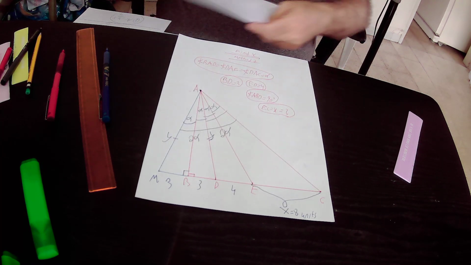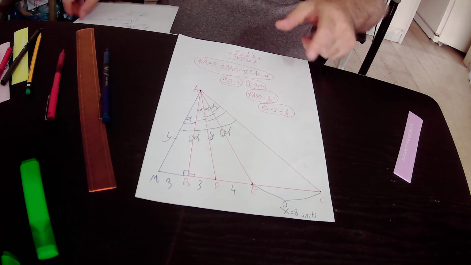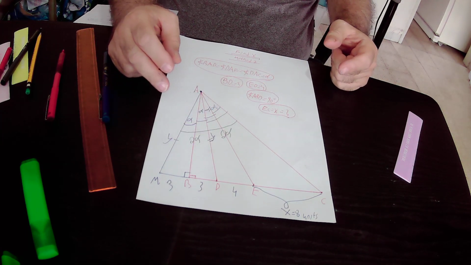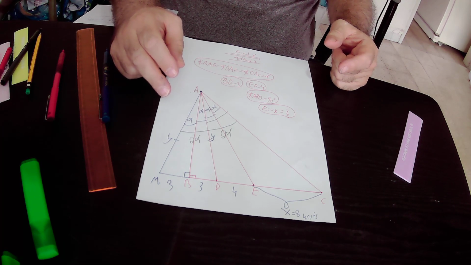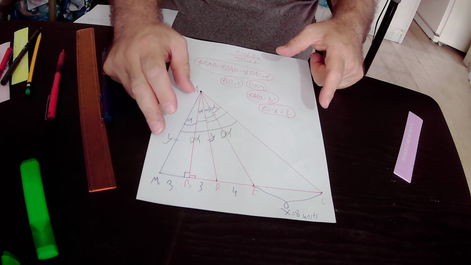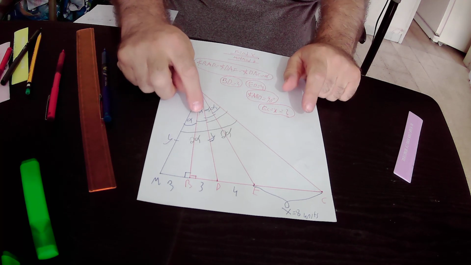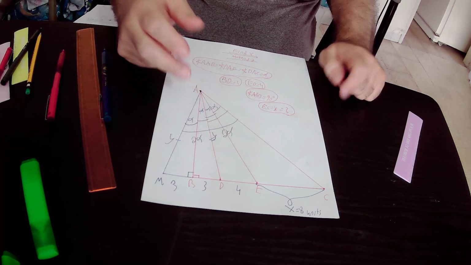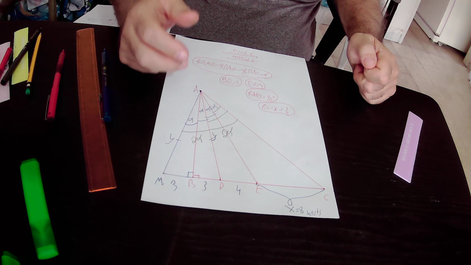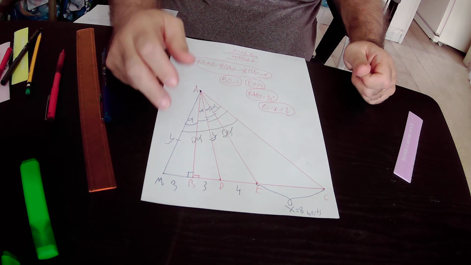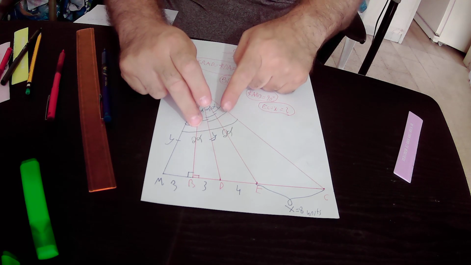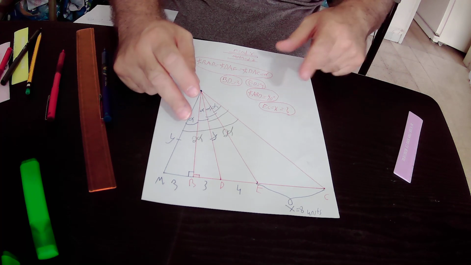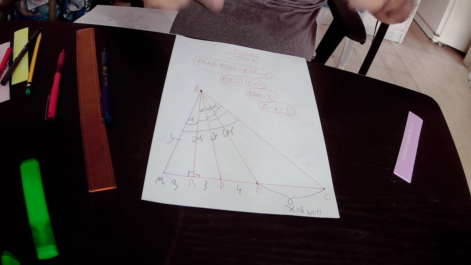Then we focused on triangle AMC. In the big triangle AMC, we know that AD is the angle bisector. Why is AD the angle bisector in triangle AMC? Because it divides angle MAC into two equal parts, 2 alpha and 2 alpha, or in other words, it bisects angle MAC. Therefore, AD is defined as the angle bisector in triangle MAC.